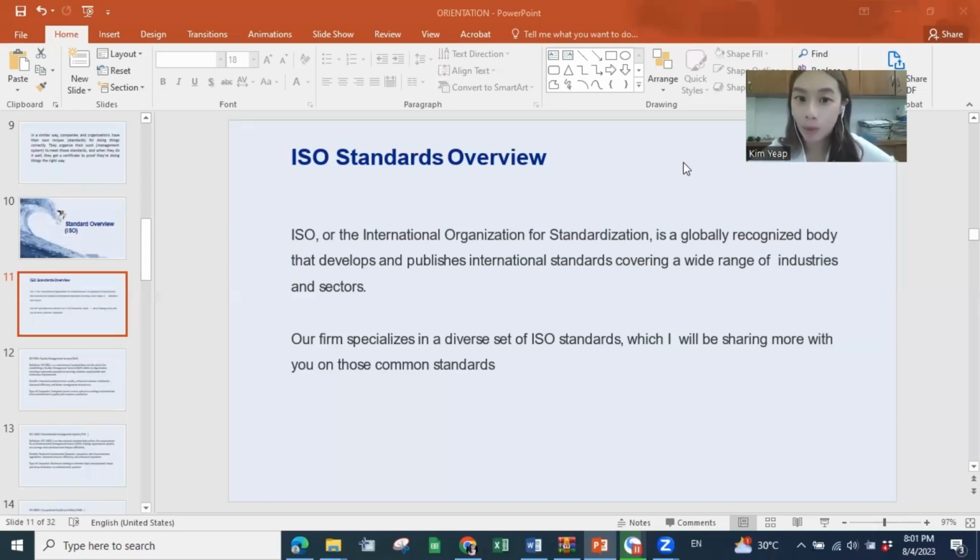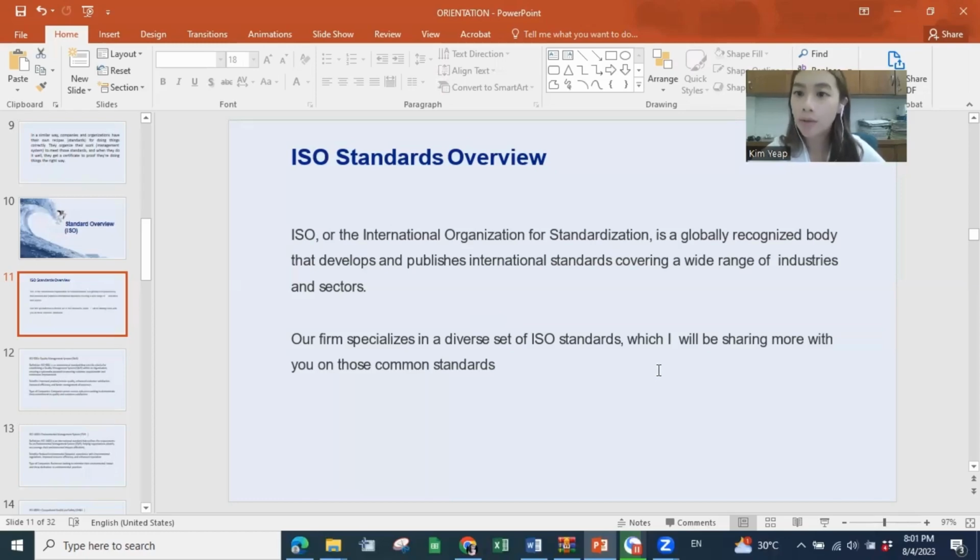So by looking back, who actually drafted this standard? It's a body. The body is called, this is the full name, International Organization for Standardization. So this body drafts these standards to tell those companies what they should follow. Okay, so here, our firm, that means SQC, specializes in what? Specializes in diverse. Diverse means various, different kinds of ISO, because just now I mentioned, right, there's actually a lot of different ISO that we help people to comply with.